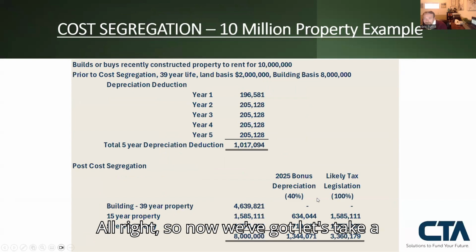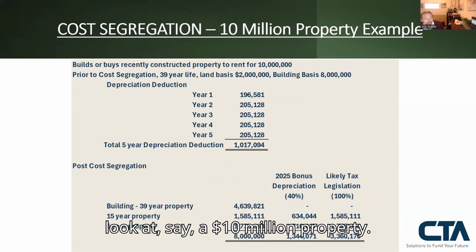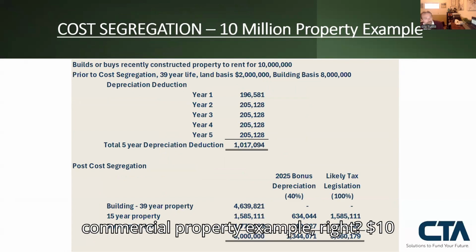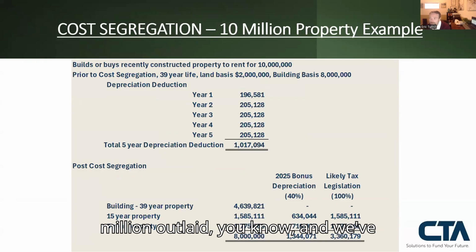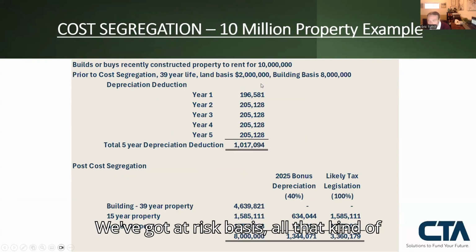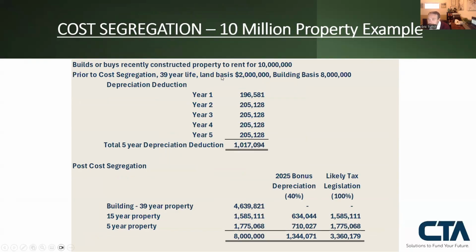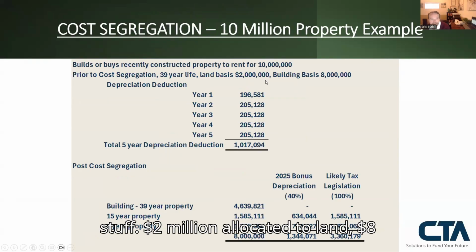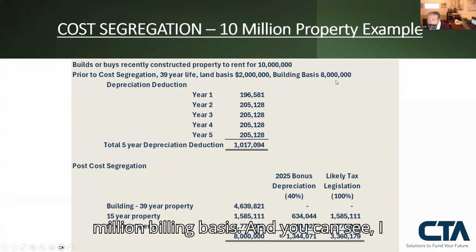All right. So now let's take a look at, say, a $10 million property. This is our commercial property example, right? $10 million outlaid, and we've taken on debt and all that other stuff. We've got at-risk basis, all that fun stuff. $2 million allocated to land, $8 million building basis.